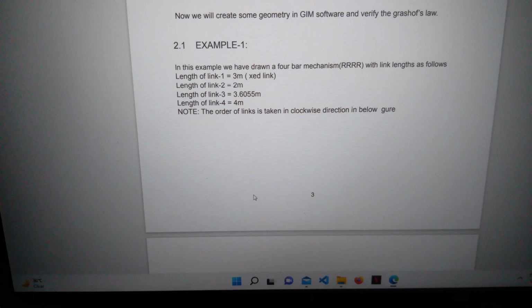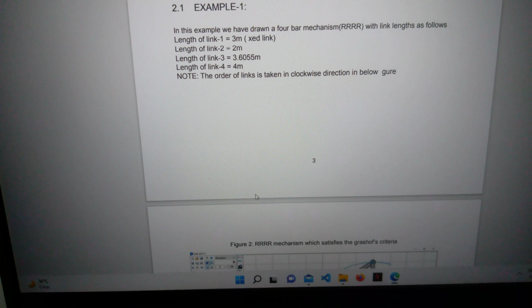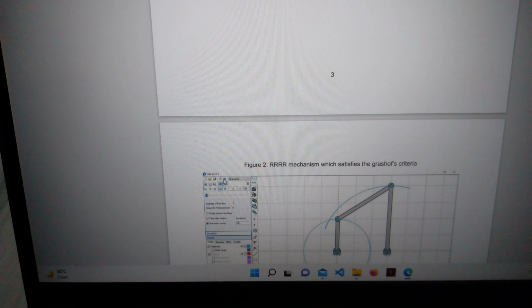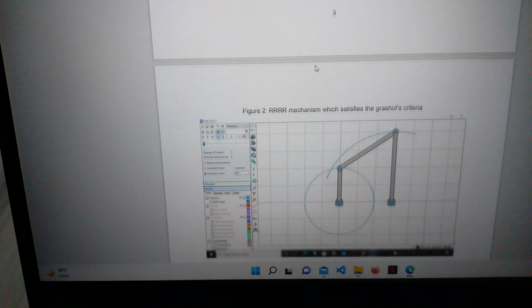So in example one, sir, we have drawn a 4-bar RRR mechanism with link lengths as follows. Length of link 1 is equal to 3 meters, link 2 and link 3 are 3.6055, and length of link 4 is equal to 4 meters, sir. Also, the order of links is taken in clockwise direction in the figure below.